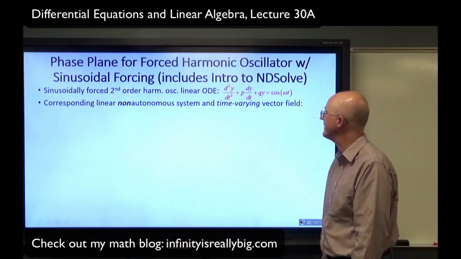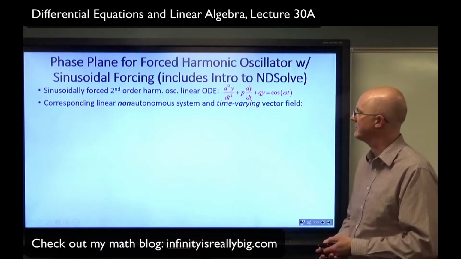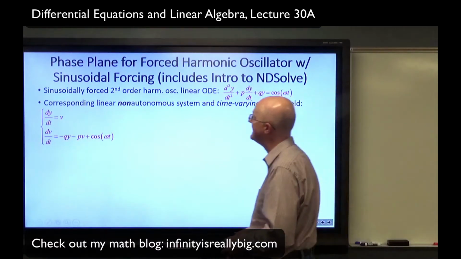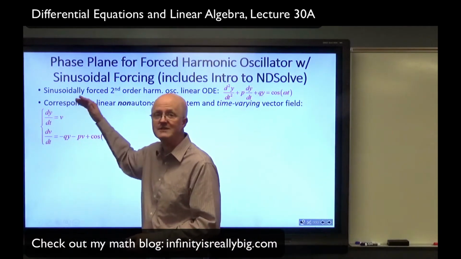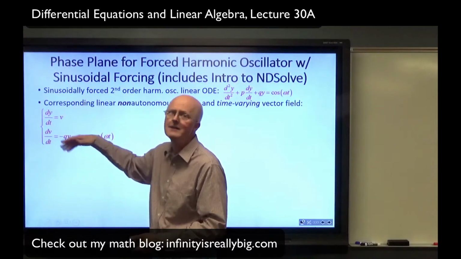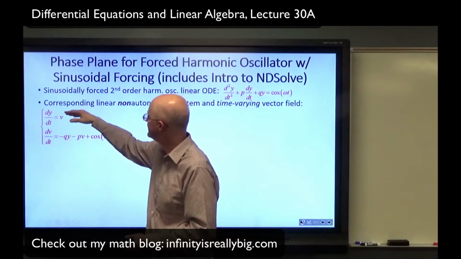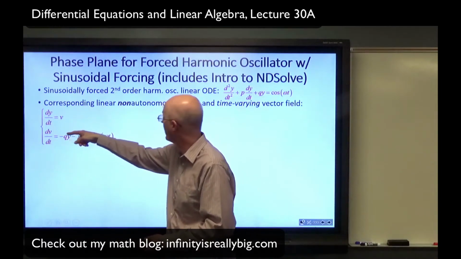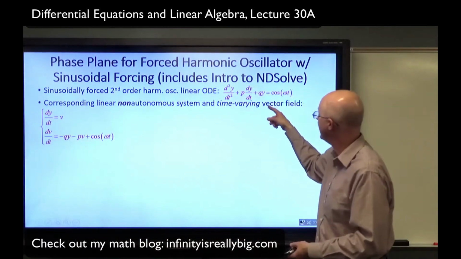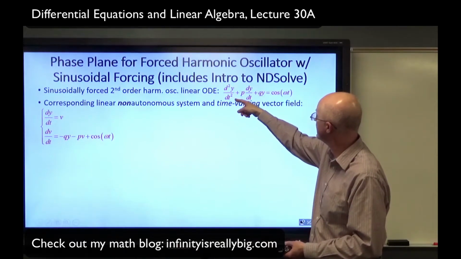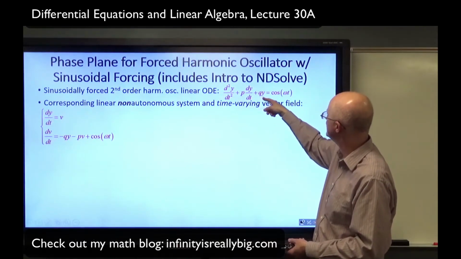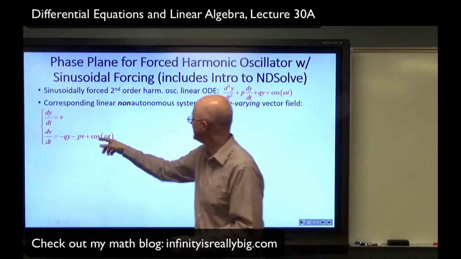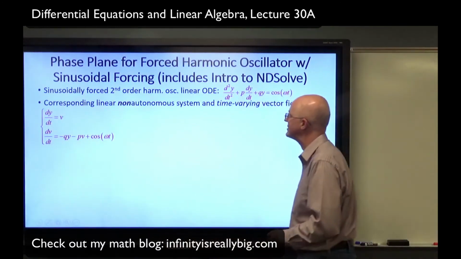First thing I want to emphasize is that we can convert this to a non-autonomous linear system with a time-varying vector field. Here it is as a system of two scalar equations. Essentially, this first equation is just a definition of what v, the velocity, if you will, is. It's dy/dt. For the second equation, you differentiate both sides of the first equation, and you use the harmonic oscillator equation, solve it for the second derivative of y with respect to time by subtracting qy and subtracting pv from both sides to get this, and you still have the cosine of omega t in that term.